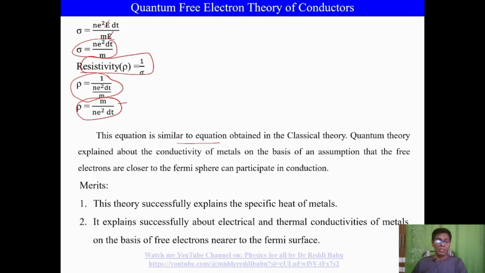Based on this assumption, quantum theory successfully explained the specific heat of metals, as well as the electrical conductivity and thermal conductivity of metals or conductors, based on the assumption that electrons nearer to the Fermi surface are the cause of conductivity. This is called the quantum free electron theory, which was discussed by Sommerfeld.